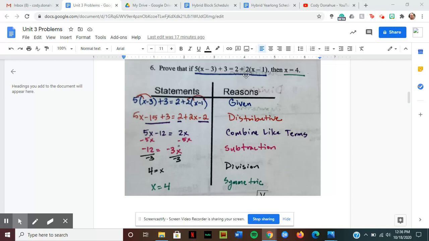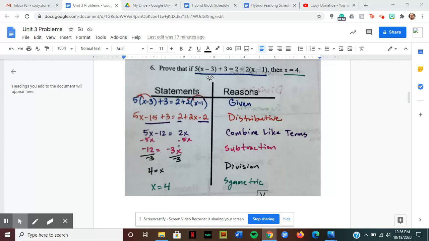We also will always know what our first reason is going to be. Our first reason is always going to be given, because it is given to us. And we're also going to always know what our last statement is going to be, okay? So this last statement is going to be between the then and the period. This is our conclusion or our prove statement because we are trying to prove it. So we'll take x equals 4 and we can put it all the way down here. So now we've got to fill in all the stuff in between, okay?